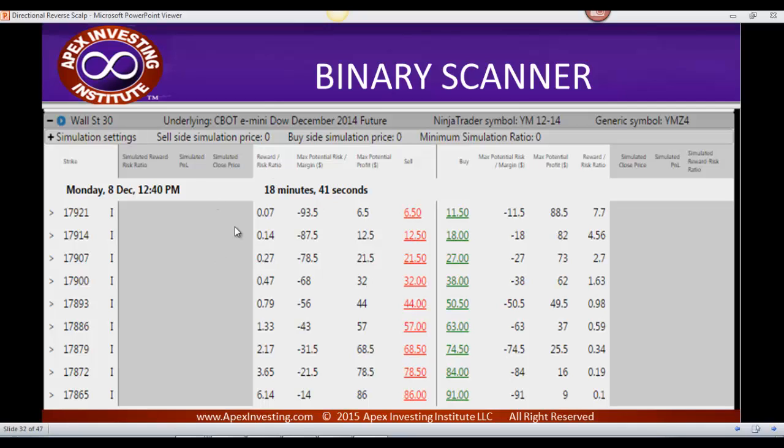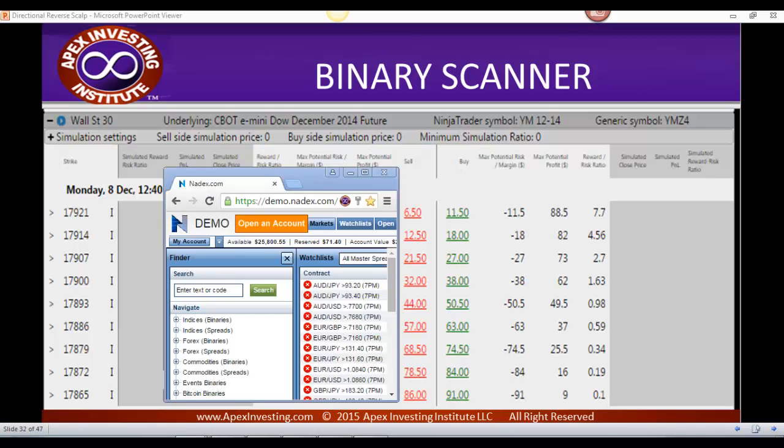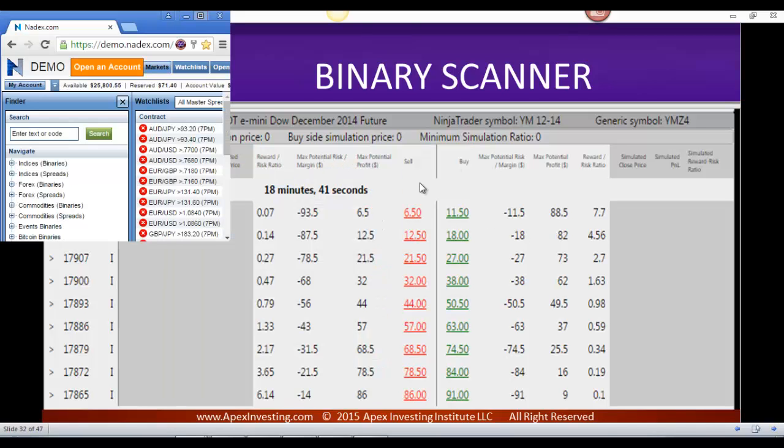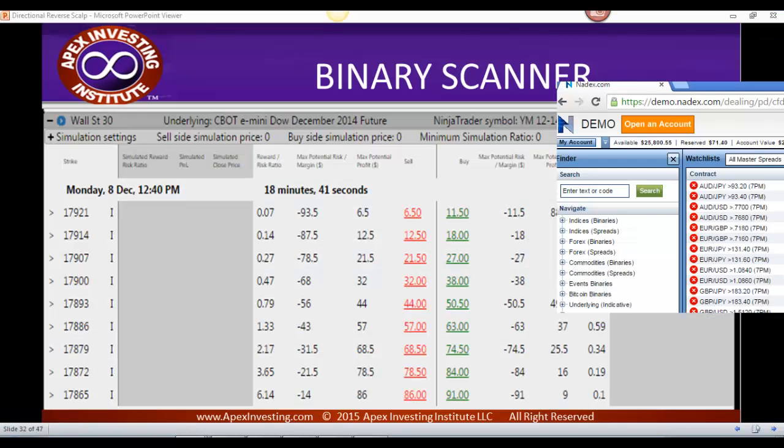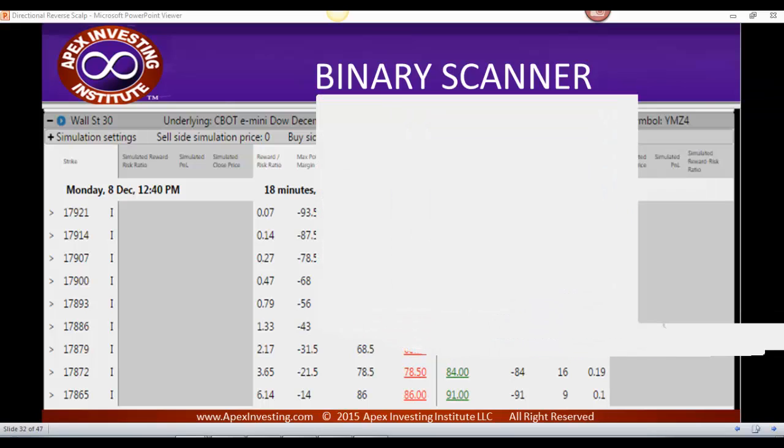Here's a screenshot of the binary scanner. That is a tool that we offer over at Apex Investing. It's a free tool. It basically, if you've ever traded the Nadex platform, let me pull this over here. Give me a second to pull this up. I'll show you why we use this real quick here and some of the benefits of it. Woody, I'll show you at the end here where you can go and get access to some of these charts.